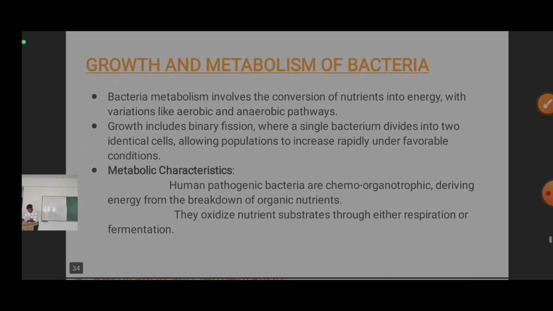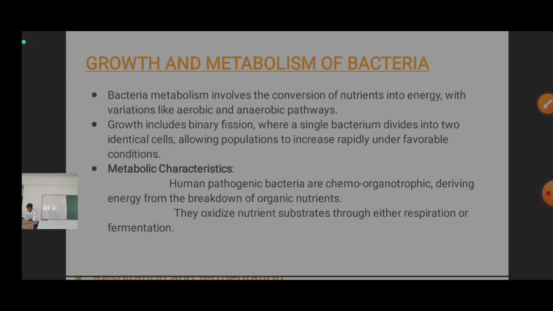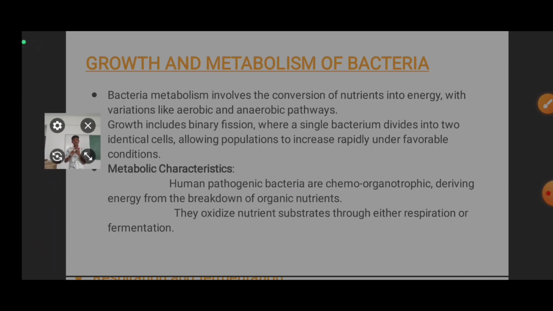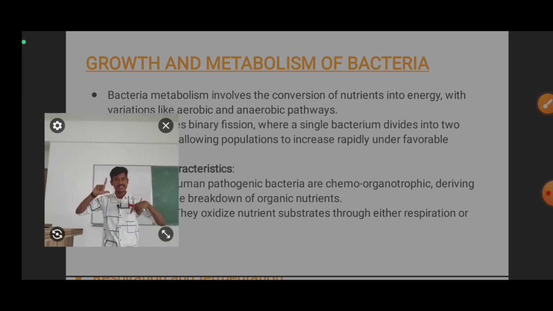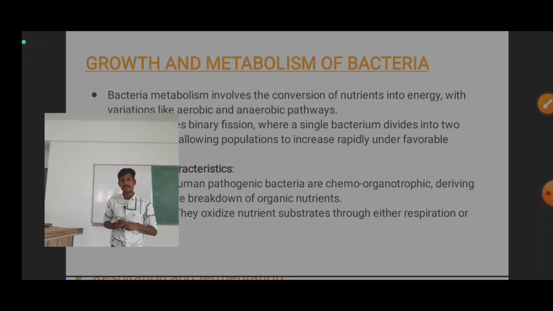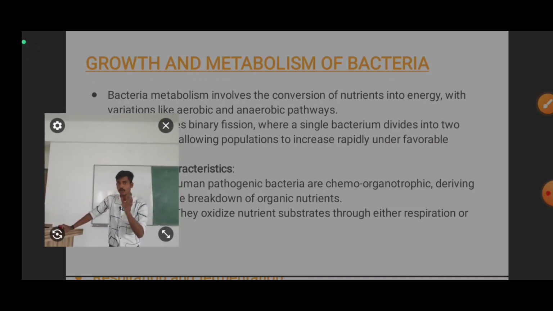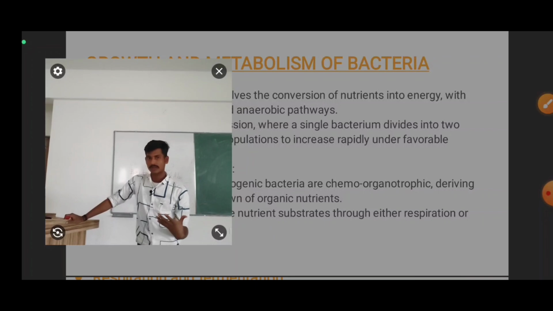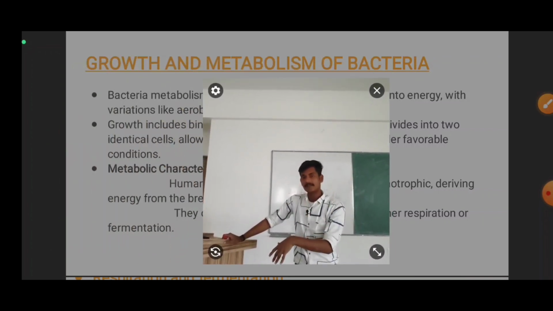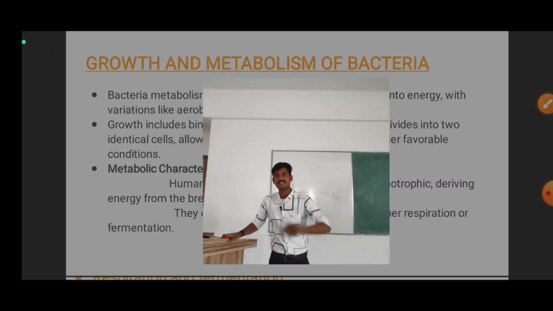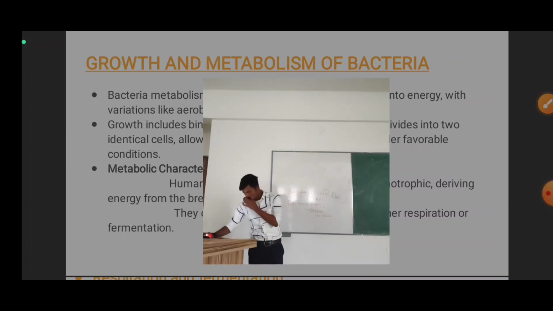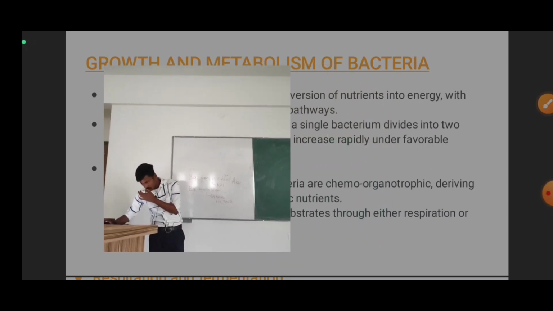Now, growth and metabolism of bacteria. See, growth is basically the increase in body mass as well as cell number. Growth is characterized by two things. The first is increase in body mass, and the second is increase in cell number. So bacteria also undergo growth in order to leave their progeny for another generations.